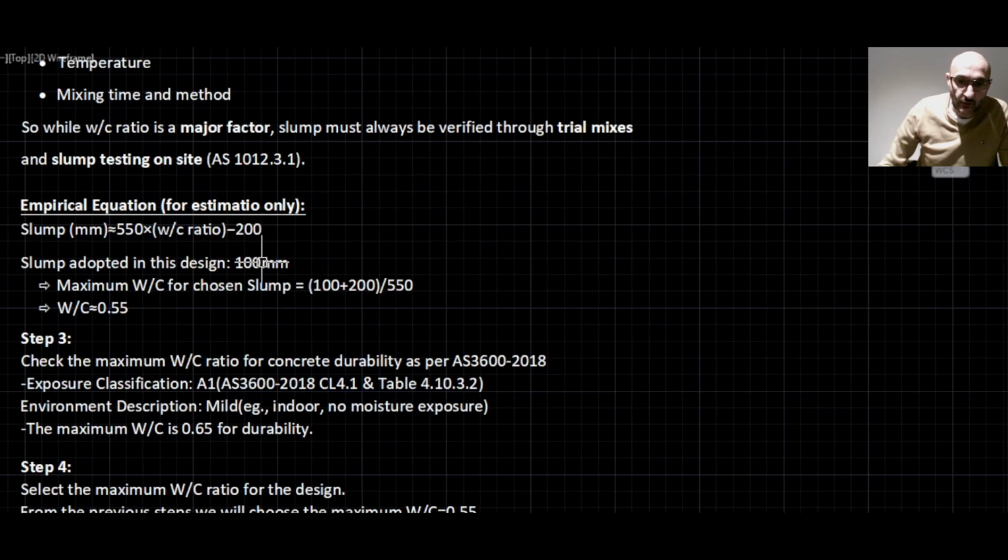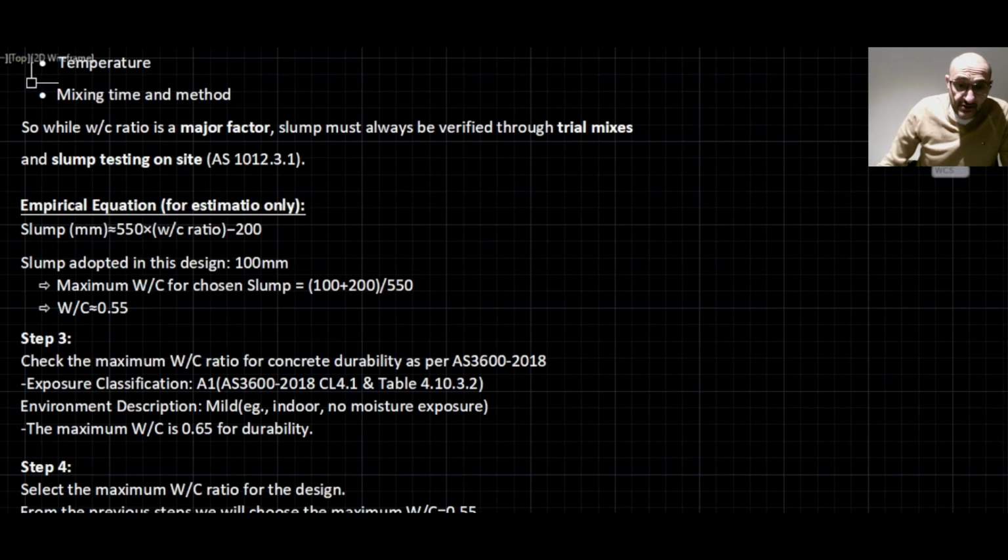Please verify this equation in your textbooks if you can. It is difficult to find, but in this case, we've adopted a slump of 100 millimeters. Therefore, the maximum water cement ratio for that chosen slump is equal to (100 + 200) divided by 550. And we will get a water cement ratio of 0.55.